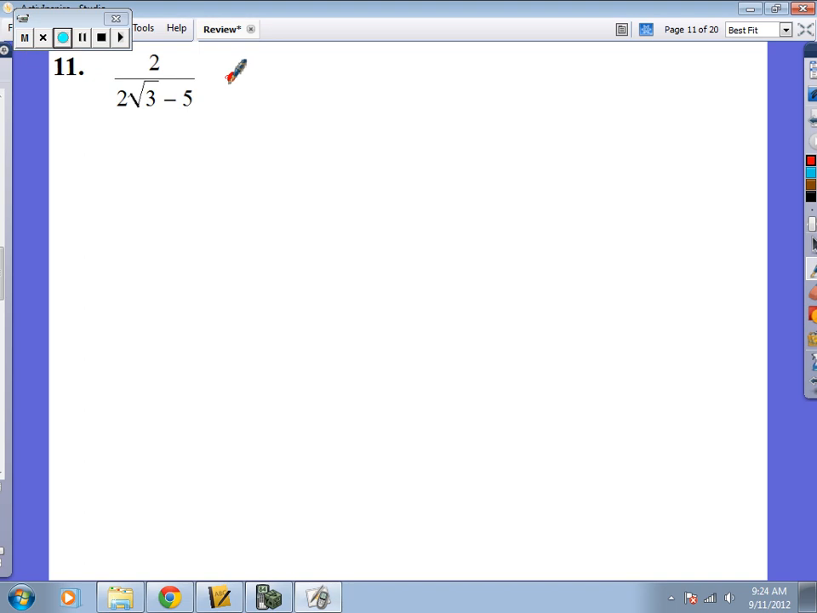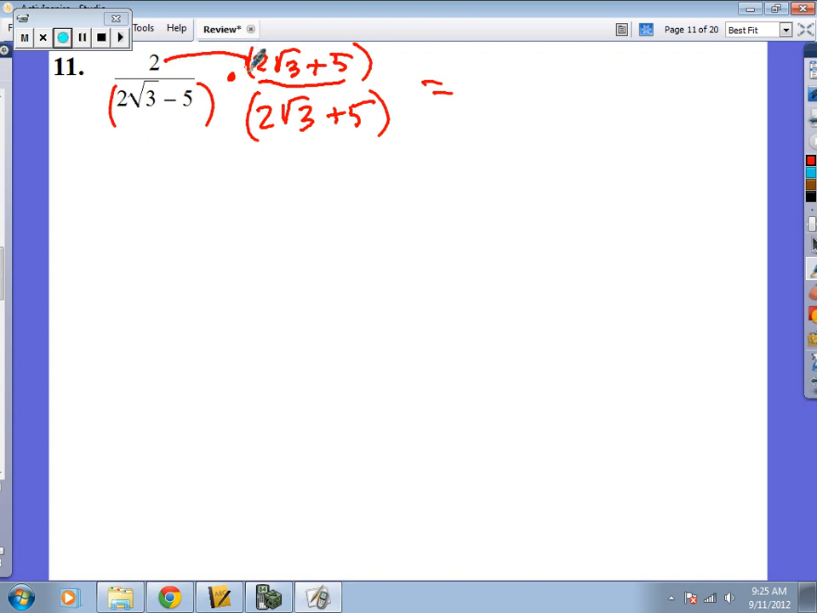Count 11. The only way to get rid of this square root on the bottom is if you multiply by the conjugate. The conjugate is going to be 2 times the square root of 3 plus 5 on top and bottom. So now it's just a big distributive property. So let's do the top. Let's multiply everything by 2. So it's going to be 4 times the square root of 3 plus 2 times 5 is 10.